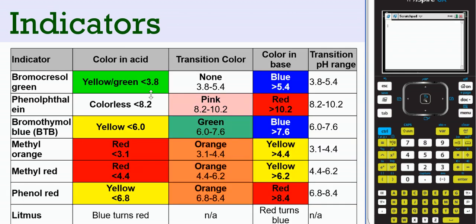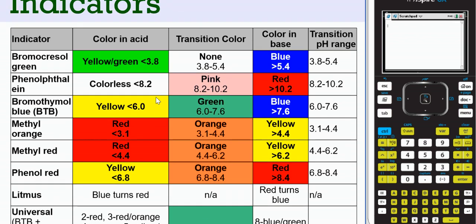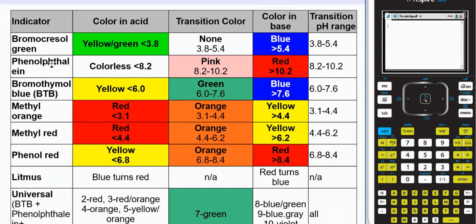So this is a table of common indicators. What I'm going to ask you to be responsible for are these three: phenolphthalein, bromothymol blue, and methyl red. We already know litmus from the properties of acids and bases, so that one we know. But methyl red, bromothymol blue, and phenolphthalein are the most common. We'll encounter them in class also and in lab.